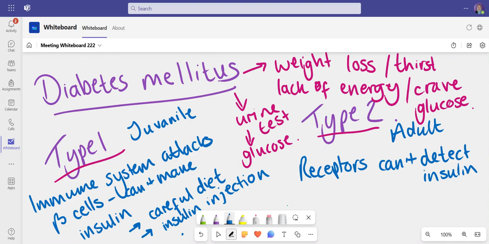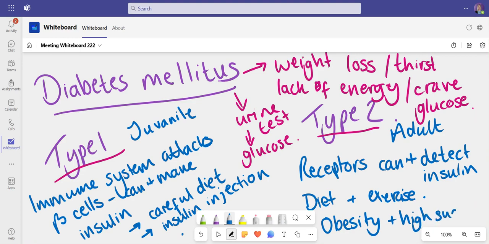So people with type 2 diabetes have to control it with diet and exercise. We don't use injections as much. It's mostly due to diet and exercise to control it. But there is some strong evidence that your chance of getting type 2 diabetes is increased by obesity and high sugar diets. Whereas with type 1, you can't help it that you get it as a child, and there's nothing you can really do about it. Whereas type 2, we can avoid it if we have a really healthy diet.